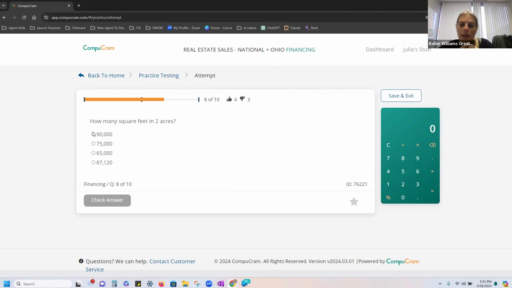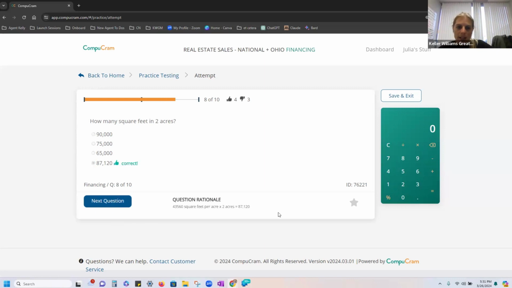Good point. Okay, how many square feet are in 2 acres? So we know that 43,560 feet are in an acre, so how many are in 2? D, and that is correct.